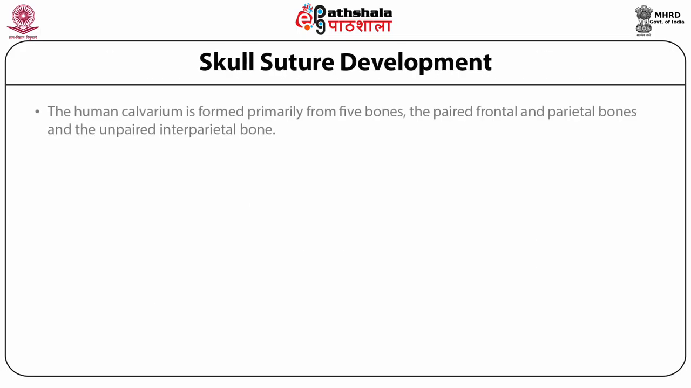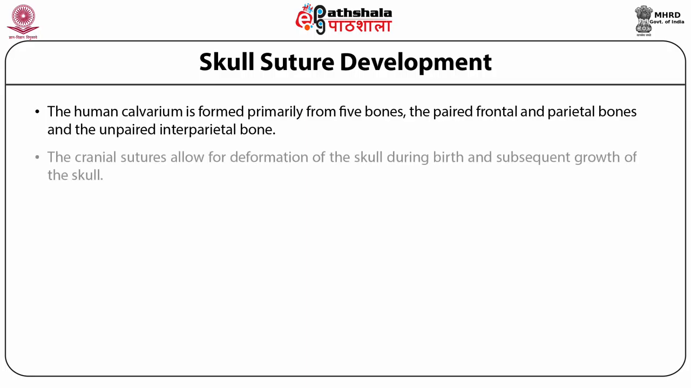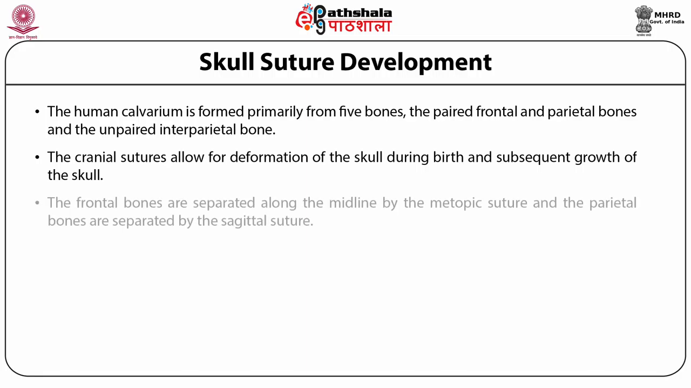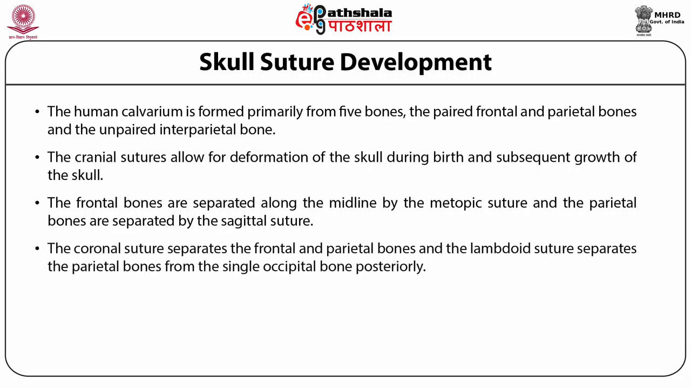Skull suture development. The human calvarium is formed primarily from five bones: the paired frontal and parietal bones and the unpaired interparietal bone. The cranial sutures allow for deformation of the skull during birth and subsequent growth of the skull. The frontal bones are separated along the midline by the metopic suture, and the parietal bones are separated by sagittal suture. The coronal suture separates the frontal and parietal bones, and the lambdoid suture separates the parietal bone from the single occipital bone posteriorly.